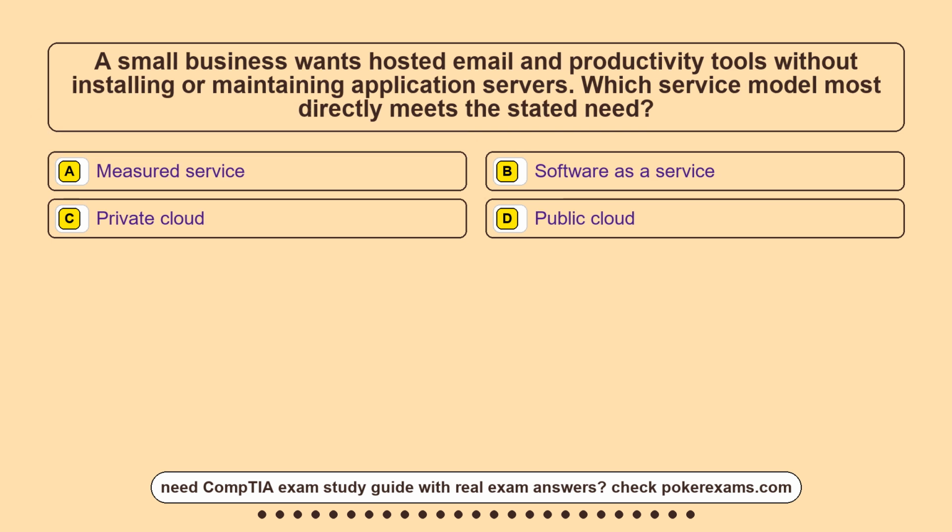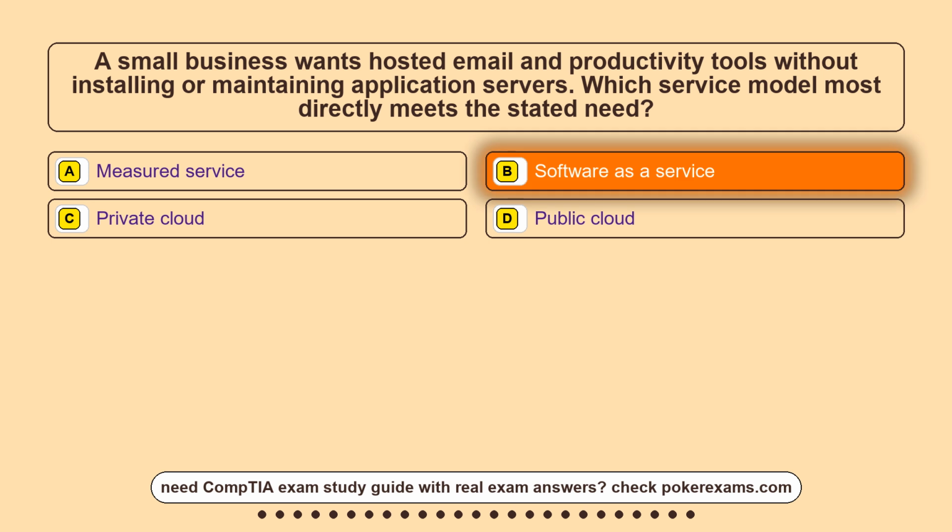Question 8. A small business wants hosted email and productivity tools without installing or maintaining application servers. Which service model most directly meets the stated need? Option A, measured service. Option B, software as a service. Option C, private cloud. Option D, public cloud. The correct answer is option B, software as a service.